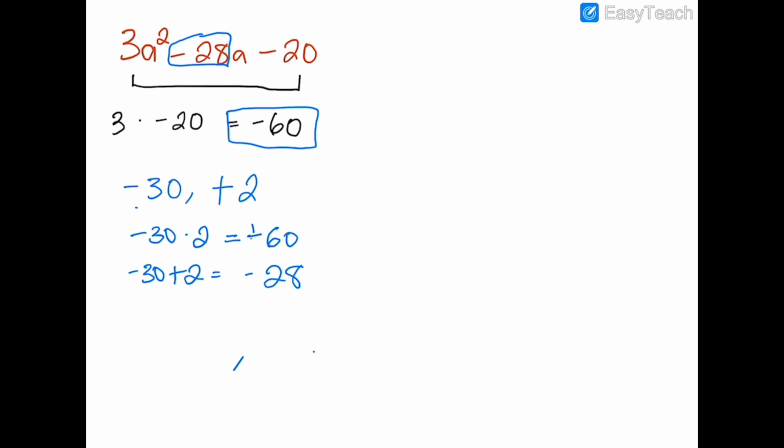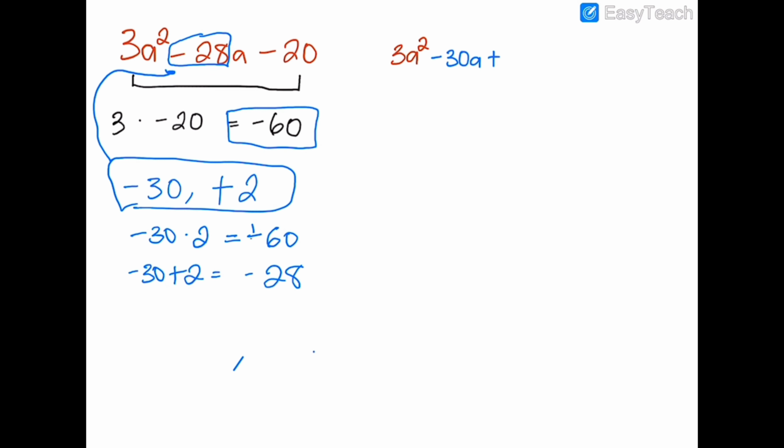Putting these two numbers in place for the middle term. Okay? So we're going to rewrite our equation. 3a squared. Now, in place of negative 28a, we're going to put negative 30a plus 2a, and then minus 20.